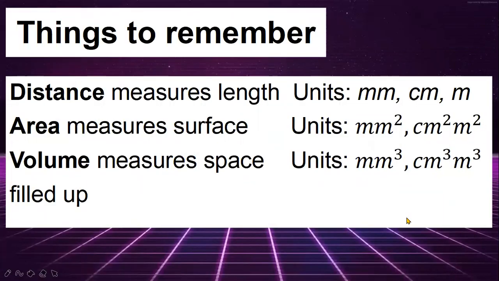And don't forget the things to remember: for distance, the units are millimeters, centimeters, meters. For area, the units are millimeter squared, centimeter squared, and meter squared. Okay, and also our volume is millimeter cube, centimeter cube, and meter cube. Please don't forget the difference between squared and cube.